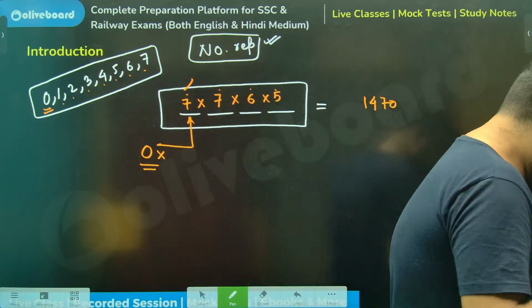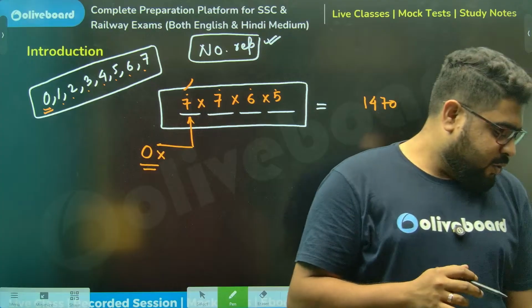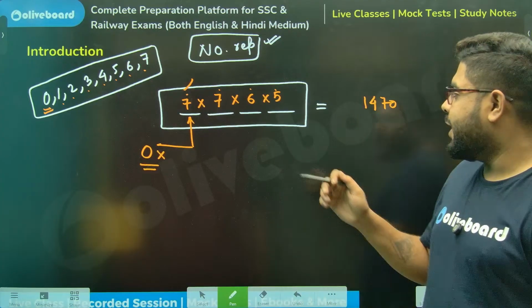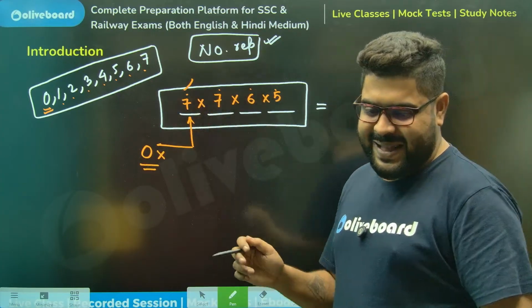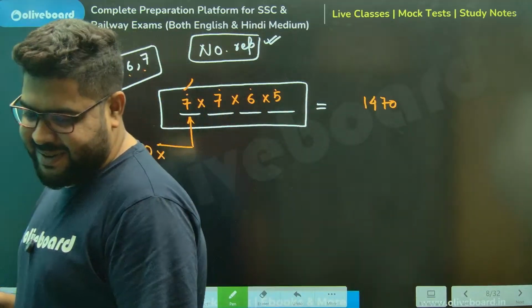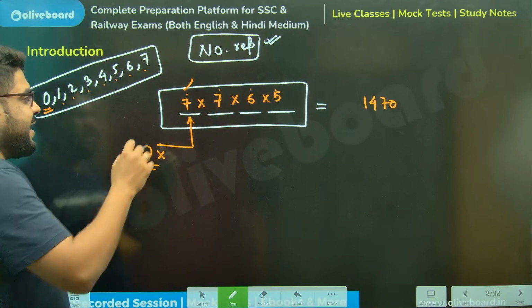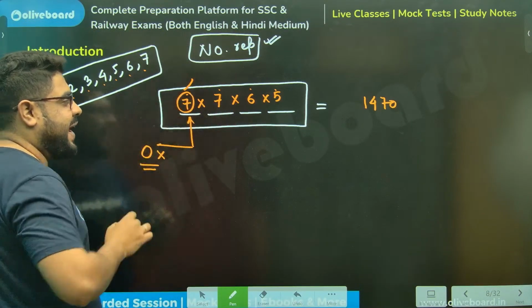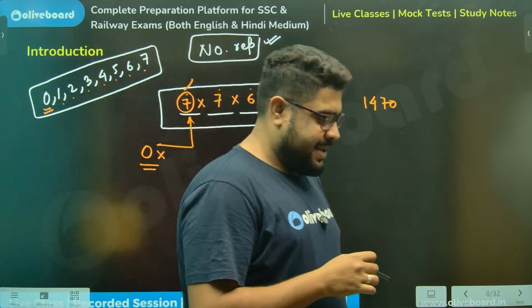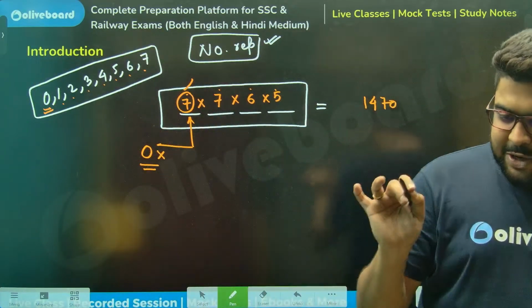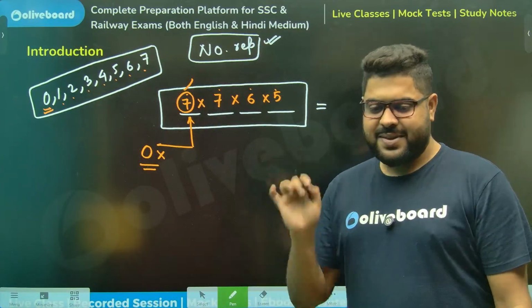1470 you got. 1470. Those who got 1680, I guess you have put 8 here. Right? I'm quite certain you guys have put 8 here. Ye dekho, chhota sa mistake ho gaya. Chhota sa.